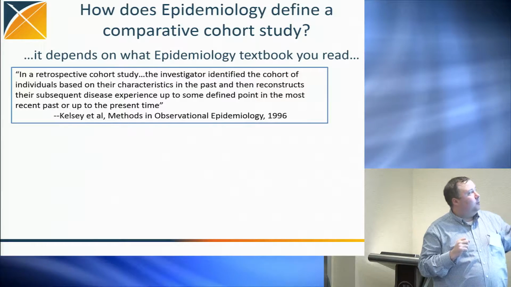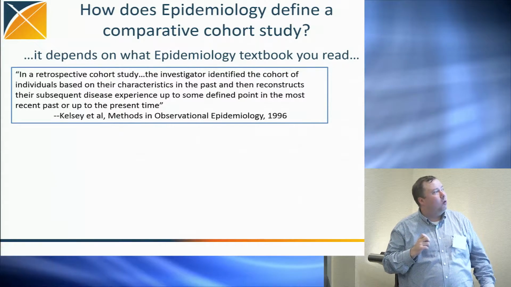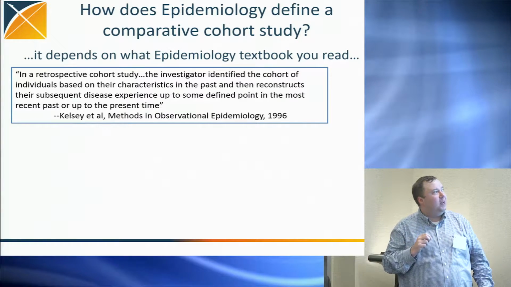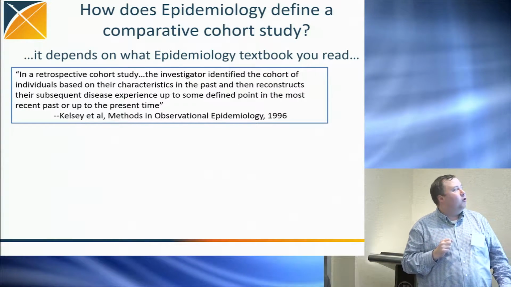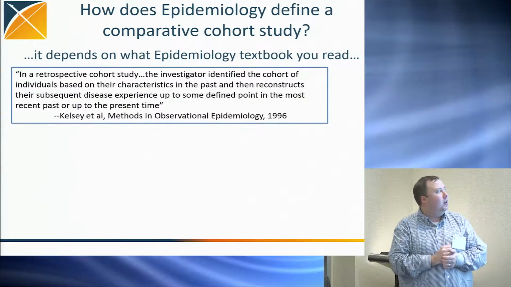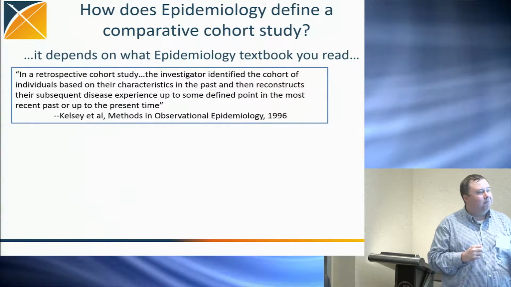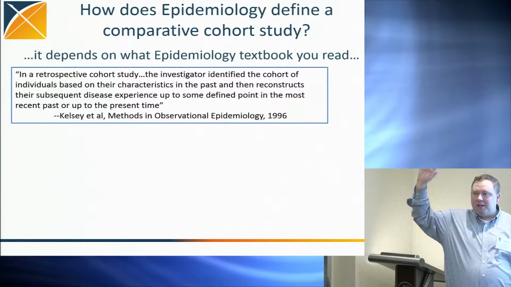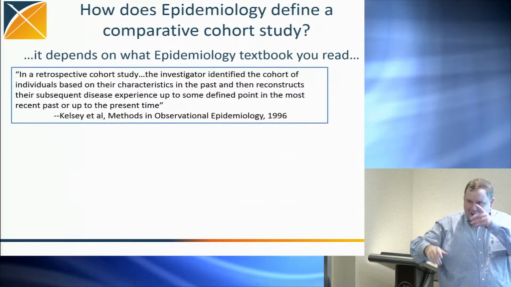So in the Kelsey textbook, it described that in a retrospective cohort study, the investigator identified the cohort of individuals based on their characteristics in the past, and then reconstructs their subsequent disease experience up to some defined point in the most recent past or up to the present time. Just show of hands, how many feel like that's kind of what they think a cohort study looks like? One and a half. Okay.